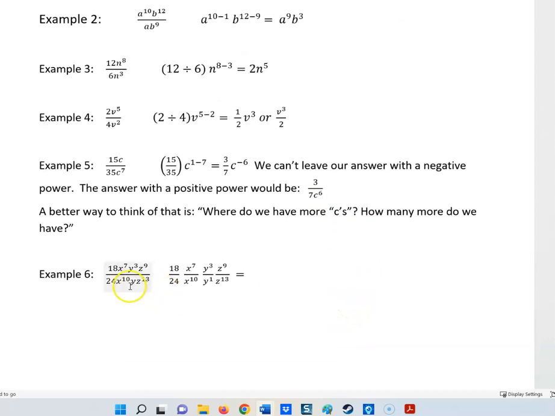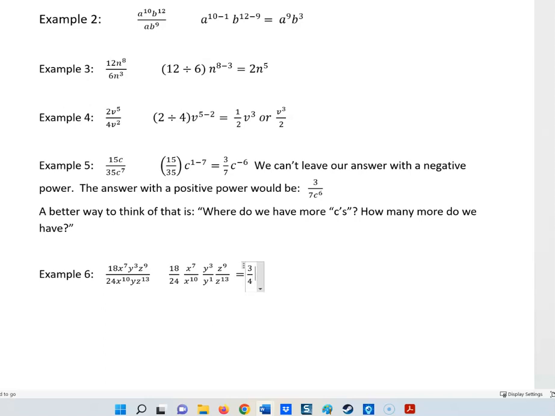So looking at this last one, this whole problem, I've got numbers, x's, y's, and z's, so I have all these factors. So I kind of think of these as 4 separate problems. The first thing I'm going to do is simplify 18 over 24. And so I can simplify 18 over 24 by dividing the top and the bottom both by 6. 6 goes into the numerator 3 times, and it goes into the denominator 4 times. So I have 3/4 for that part of it.